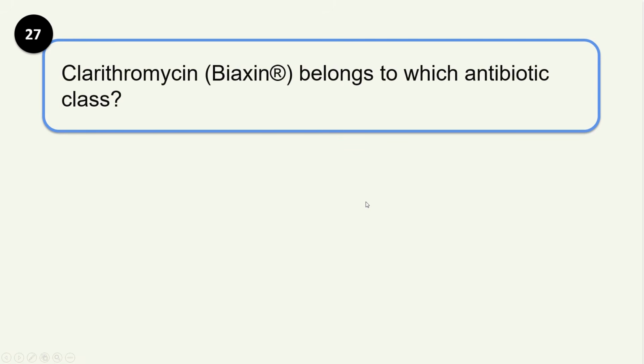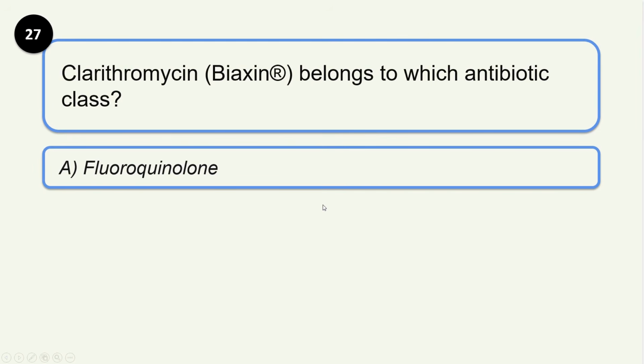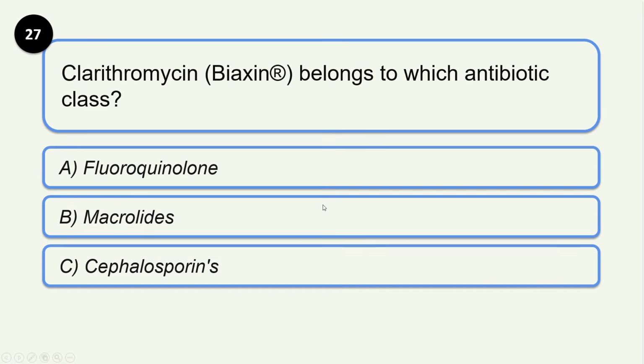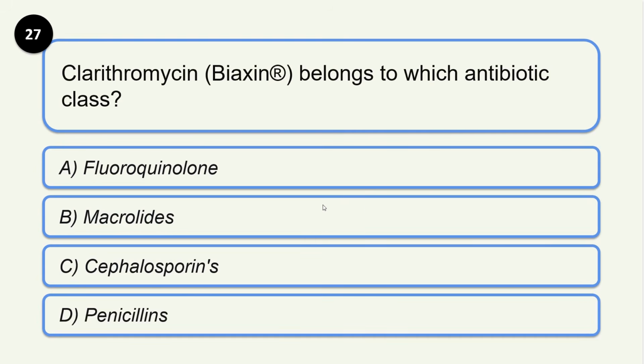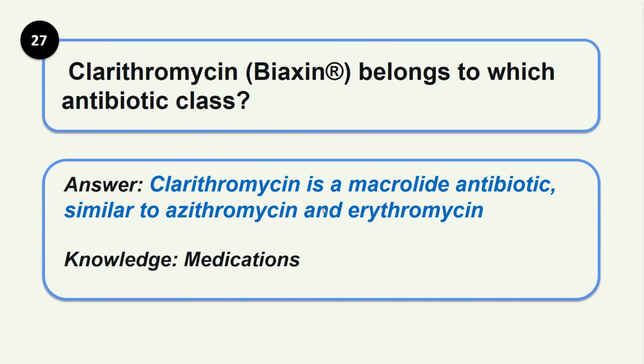Next, clarithromycin belongs to which antibiotic class? A. Fluoroquinolone, B. Macrolides, C. Cephalosporins, D. Penicillins. The correct answer is macrolide. Clarithromycin, azithromycin, and erythromycin belong to the class of drugs known as macrolide antibiotics.